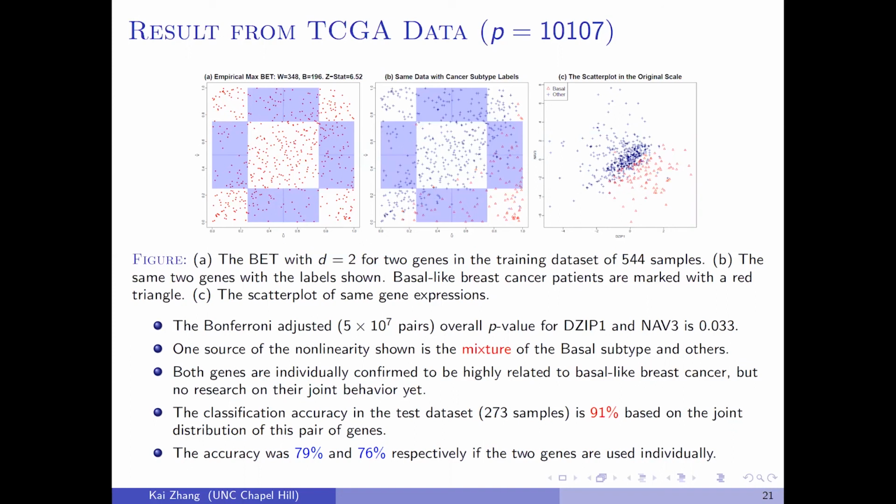An interesting fact here is that both of these genes are well known to be highly related to basal type of cancer. However, there's no research on their joint behavior yet. Our exploratory analysis basically suggests to do that because the joint behavior contains a lot of important information. For example, if we just draw a line here, we can classify the subtypes of cancer with 91% accuracy. However, if we only use one of these two genes, the classification accuracy is not so great. So this is some new insight that BET can provide.